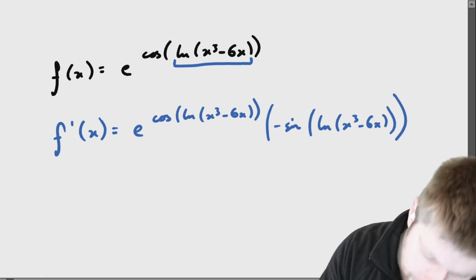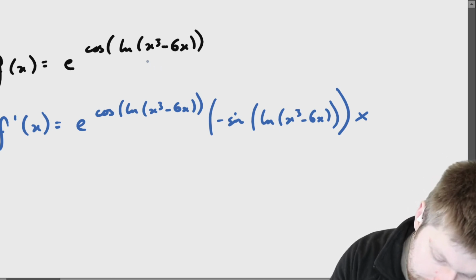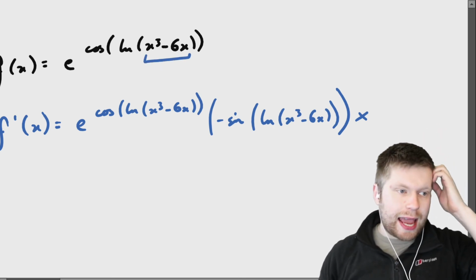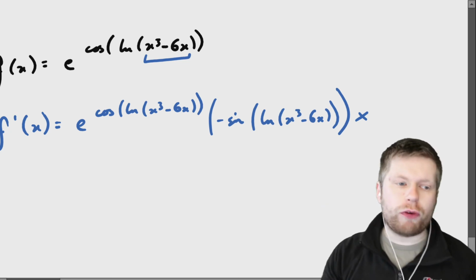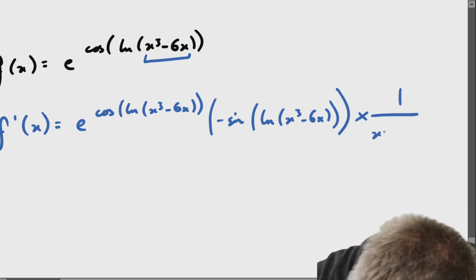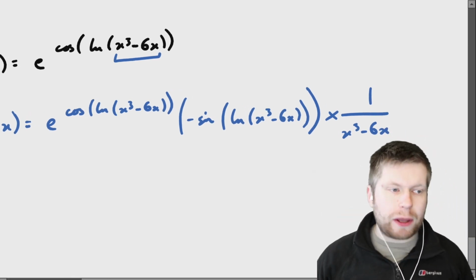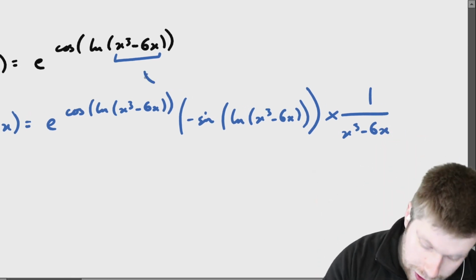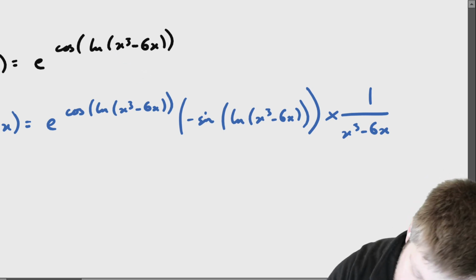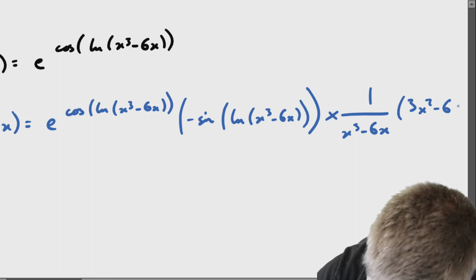Okay, and then I multiply by the derivative of my inside function. So in this case, I've got the natural log of x cubed minus 6x. Well, I know the derivative of a natural log function is just 1 over that function. So it's going to be 1 over x cubed minus 6x. Okay. Then finally, I need to multiply by the derivative of the inside function. So the derivative of x cubed minus 6x, that's going to give me, and I'll put it in brackets, 3x squared minus 6.